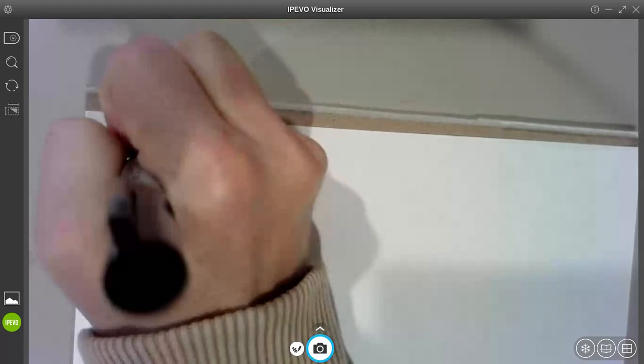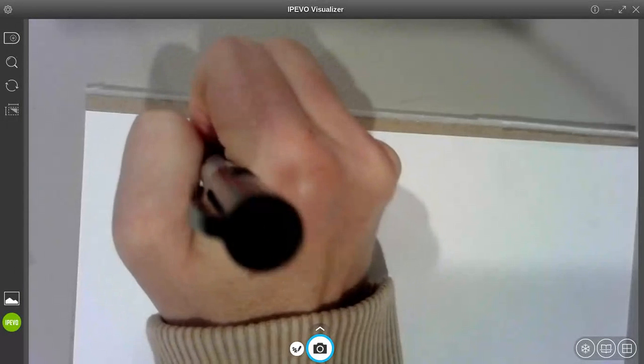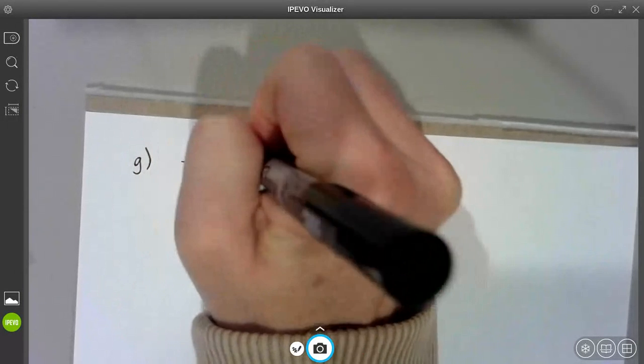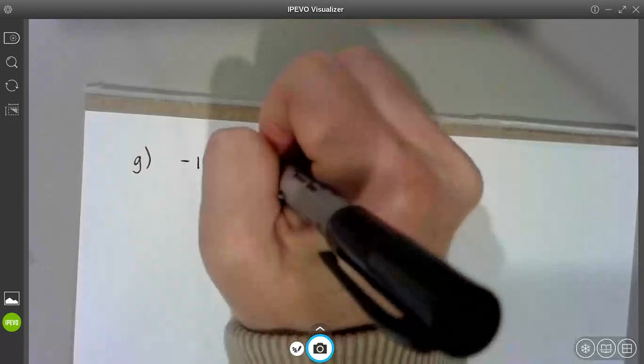All right, so let me go to my paper. So we're going to take our equation and we're going to set it equal to $675,000. What actually makes it equal $675,000? So when does negative 150p squared plus, I believe, 21,000p, am I getting that right? Yep.